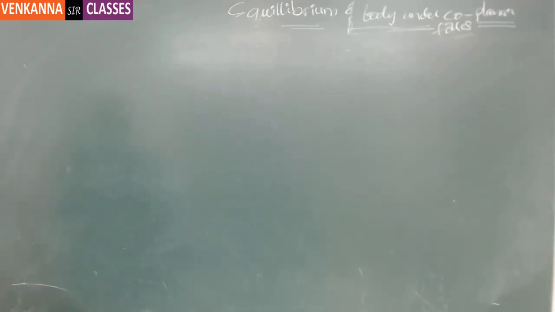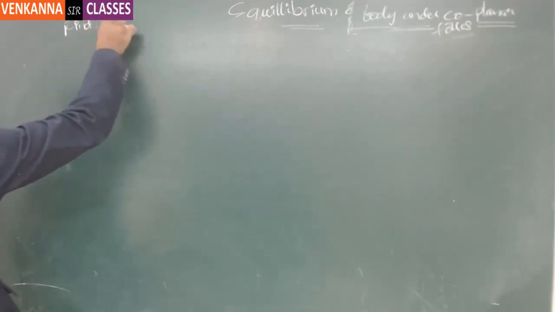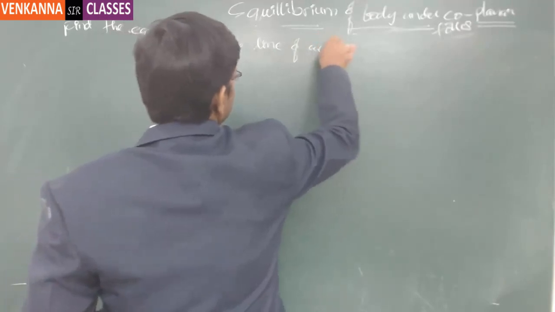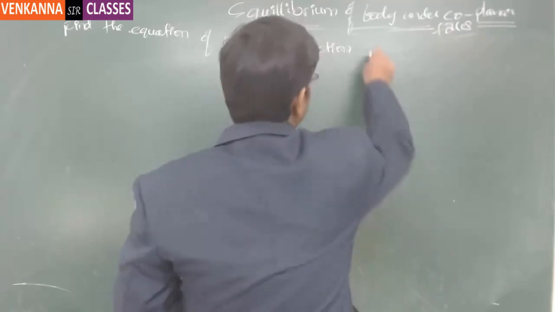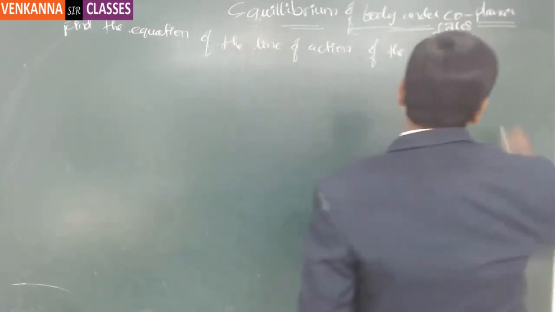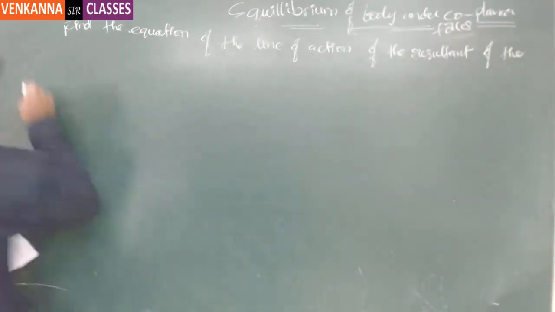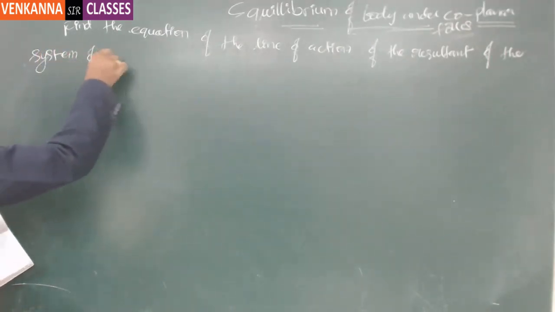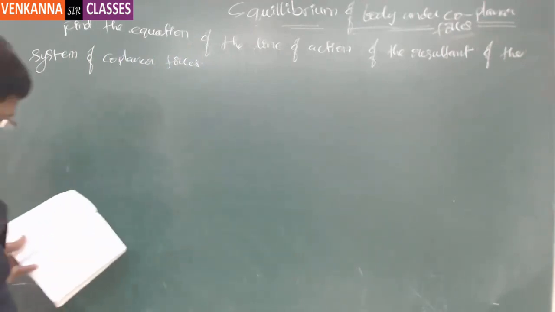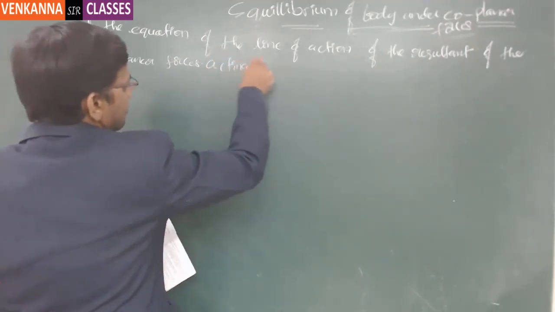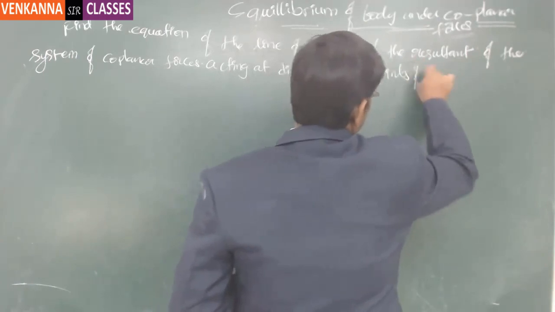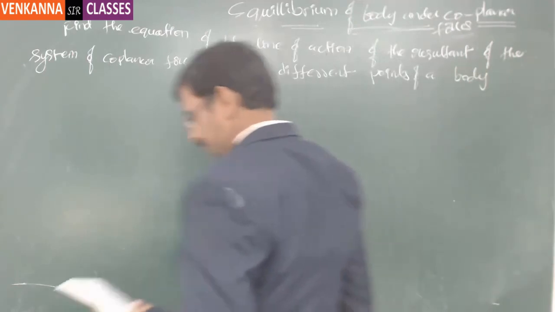Find the equation of the line of action of the resultant of the system of coplanar forces acting at different points of a body.